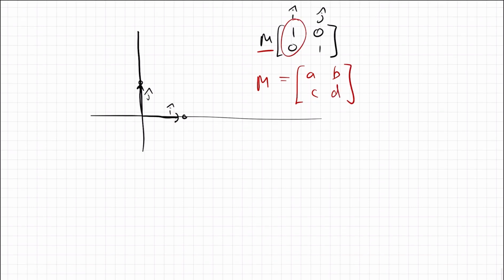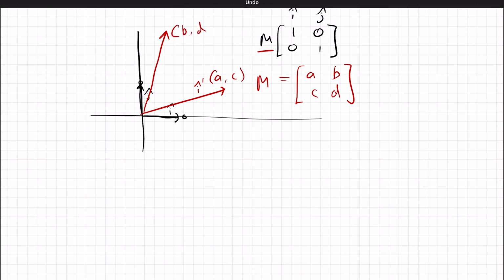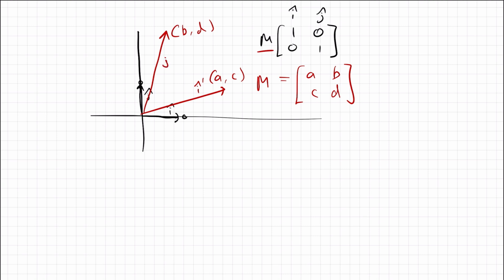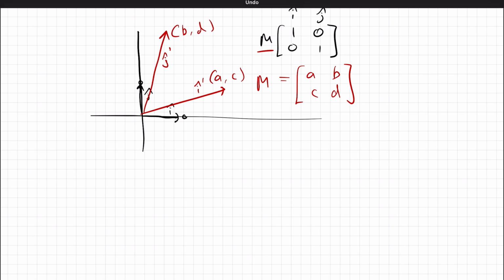i hat is going to get moved to (a, c), so it's going to get moved somewhere over here, where this point is (a, c), and I'll call this i hat dash. And j hat is going to get moved to (b, d). And assuming all these points are positive, then (b, d) is just going to be somewhere over here. So that's basically how our matrix transformations work. We transform this unit square by these points, and then everything in between is just interpolated.